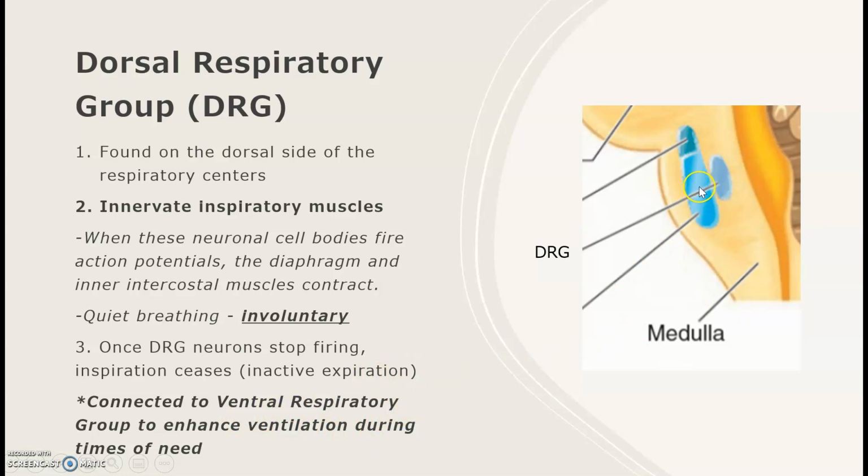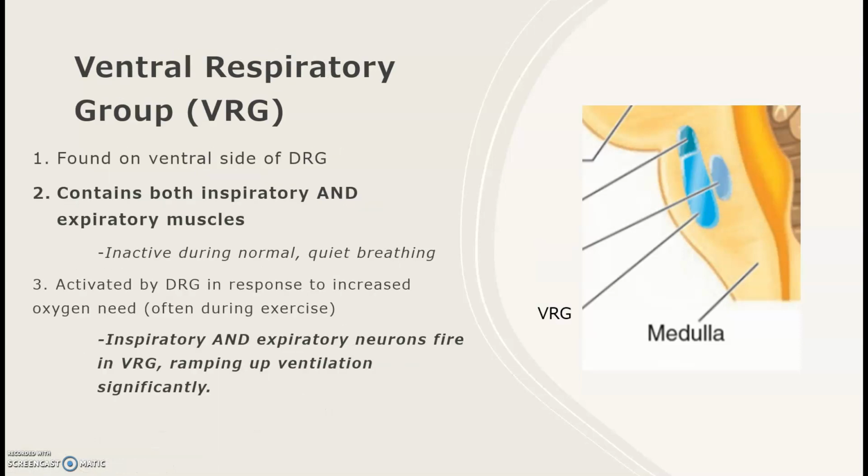So these two like to talk to each other to make sure that the inspiratory needs are being met, I suppose. So ventral respiratory group, VRG, V, ventral, means to the front of the body. So obviously this is in the front of the body. And this contains, contrary to the dorsal group, both inspiratory and expiratory muscles. Remember, the dorsal group only has inspiratory, whereas these have both.